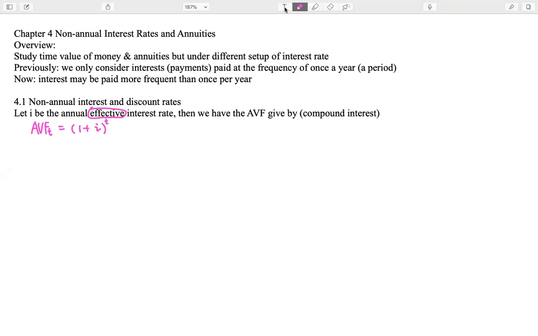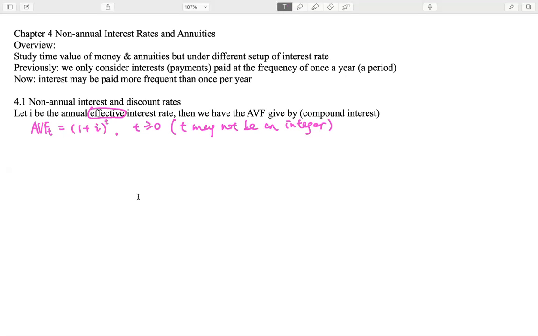Now let's do something from this formula. Here, t can be anything greater than or equal to 0. t does not have to be an integer. It can be 1 year, 2 years, or it can be 1.2 years, so 1 year plus 0.2. It can be anything.